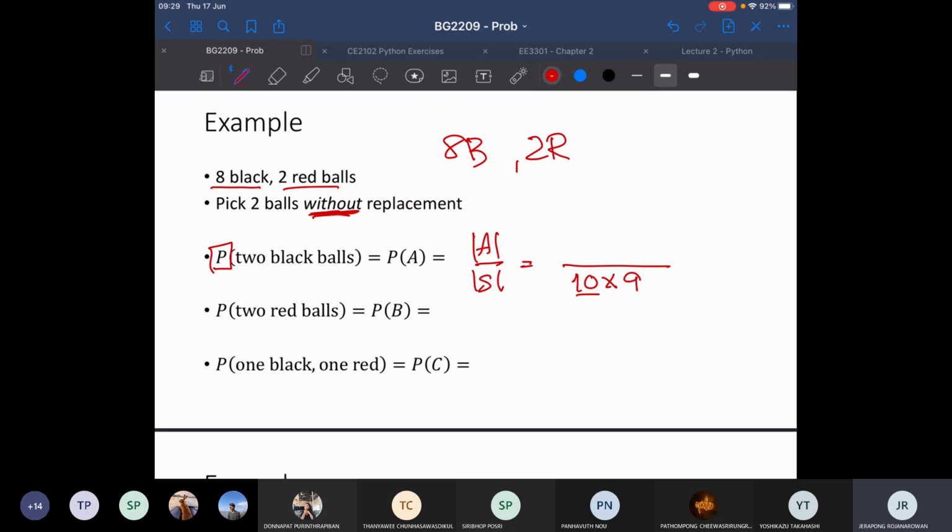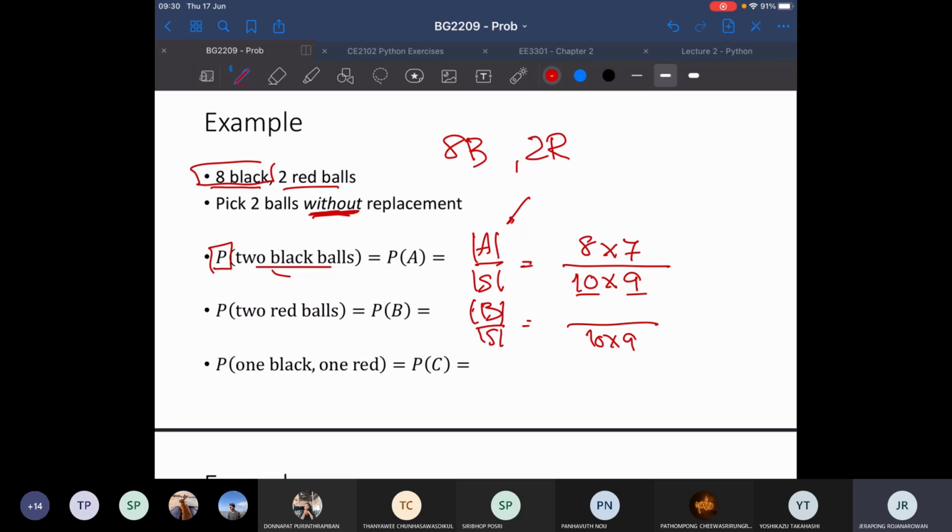First time you pick is 10. Next time you pick is 9. Then how many ways you can pick 2 blacks? Okay, 2 blacks. So the first one is going to be, you have 8 possibilities. Once you got the first black, there are now 7 blacks in the bin, right? So in this case, it's going to be this answer. And this one is absolute value of B by absolute value of S. Same thing for absolute value of S.